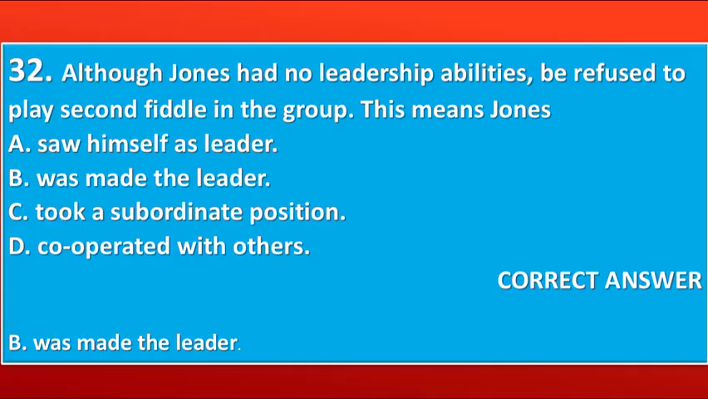Question 32. Although Jones had no leadership abilities, he refused to play second fiddle in the group. This means Jones A. saw himself as a leader. B. was made a leader. C. took a subordinate position. D. cooperated with others. The correct answer to this question is B. Although Jones had no leadership abilities, he refused to play second fiddle in the group. This means Jones was made the leader.